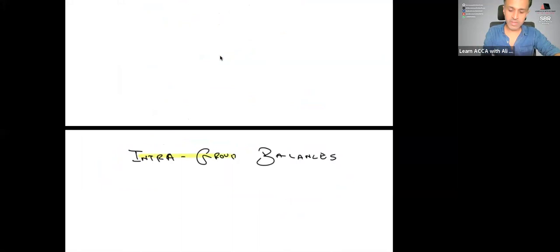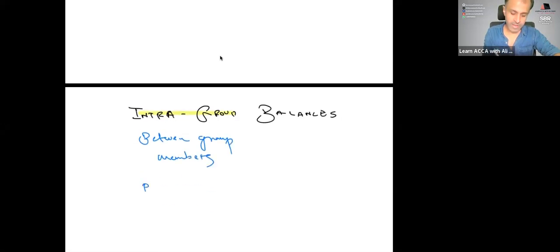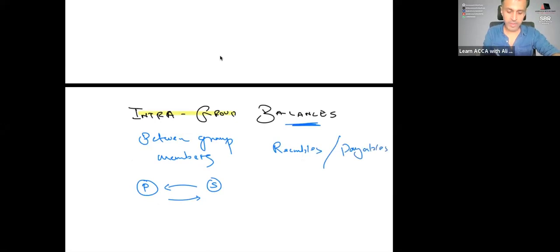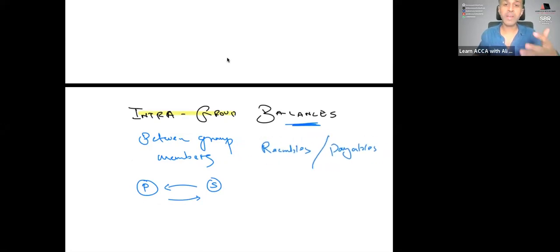Now, the word intragroup means between the group members, which means parent to subsidiary, and it can be in both directions. Well, the balances can be the balances of receivables and payables of any kind: trade receivables, payables, interest receivable, payable, dividends receivable, payable, rentals, interest, even the loans receivables and payables.